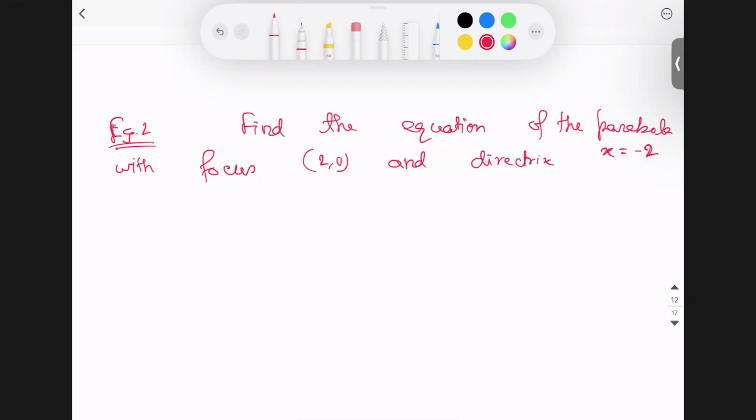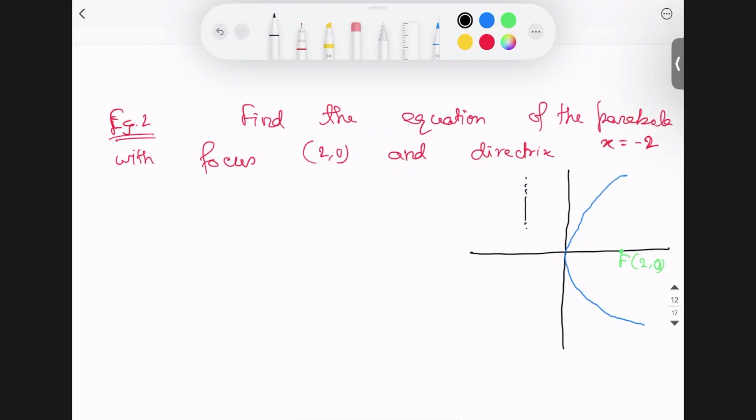So first draw the geometrical figure. The focus is at the point 2 comma 0. See the parabola. Why will this be a parabola? Because we can clearly see from the equation of the directrix and the position of the focus that this will be the case.